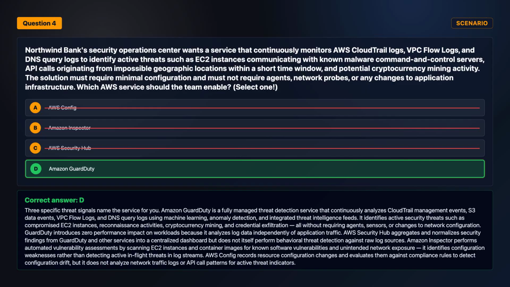Amazon Inspector performs automated vulnerability assessments by scanning EC2 instances and container images for known software vulnerabilities and unintended network exposure. It identifies configuration weaknesses rather than detecting active in-flight threats in log streams. AWS Config records resource configuration changes and evaluates them against compliance rules to detect configuration drift, but it does not analyze network traffic logs or API call patterns for active threat indicators.